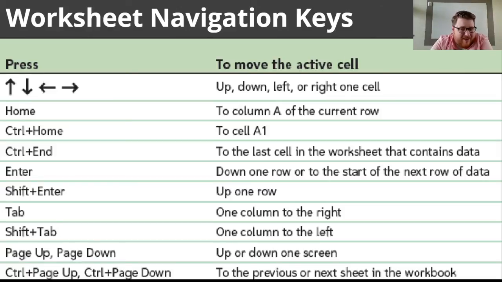Home will take you to column A of the current row. So say you're on column Z and you hit Home, it'll take you to the A on that row. Control Home will take you to A1, which is the very top cell. And all of these are super useful. I'm not going to run down them, but you can see what each of them does.